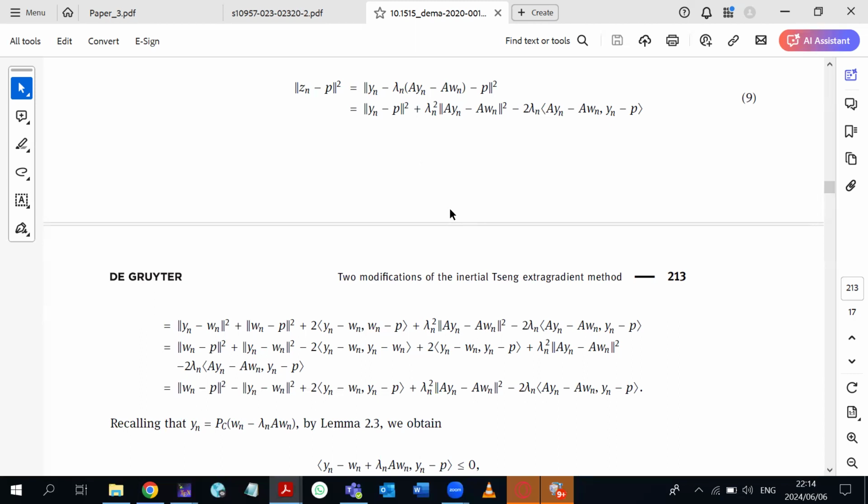Okay. Now Yn minus P, there is no Wn before. Now Wn has come in. So which means, okay, likely that there's an addition and subtraction of what? Wn. So those are the ways we are going to move.